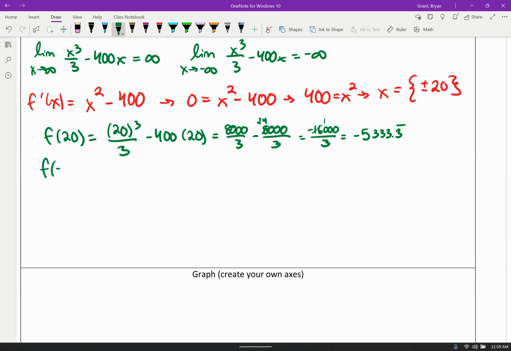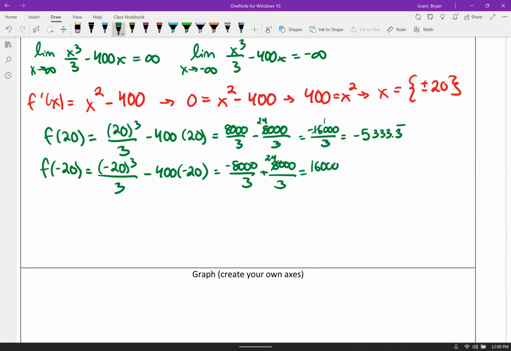Let's go ahead and look at f of negative 20 as well. So we get negative 20 cubed. This problem, more than anything, makes you very thankful for a graphing calculator, but that's okay. And so this is going to give me negative 8,000 over 3 plus 8,000, or plus 24,000. That is conveniently 16,000 thirds, which is going to, again, be 5,333 with 3 repeating. All right, we're doing A-OK here.